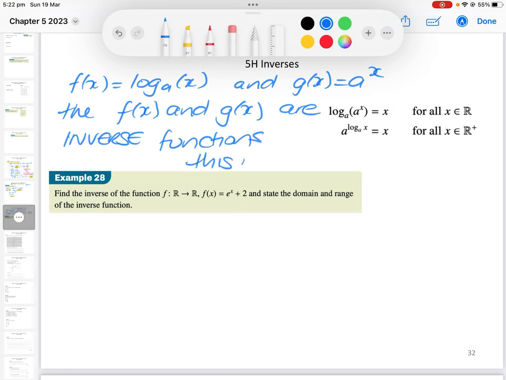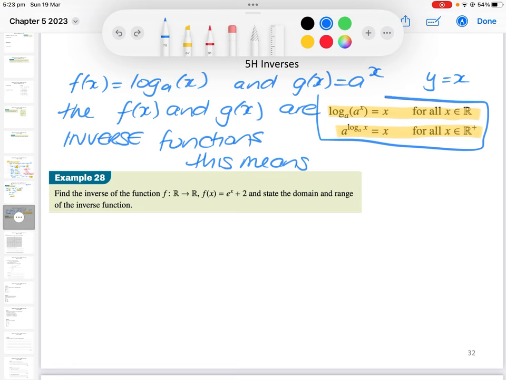This means, because they're inverse functions, they meet on y equals x. So what have we got? a to the power of log base a of x is x, and log base a of a to the x is x. So that's handy to know sometimes, because you'll be able to simplify expressions much easier if you know that those expressions are true.